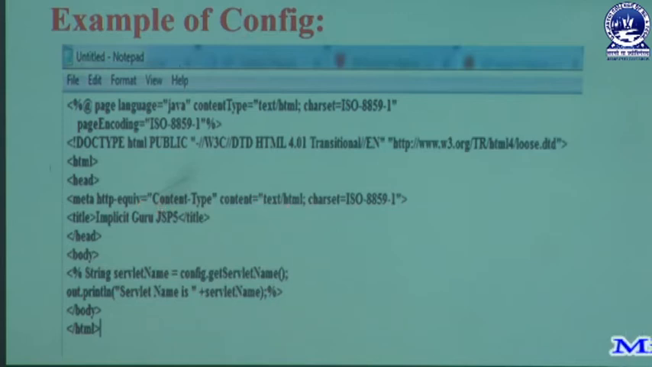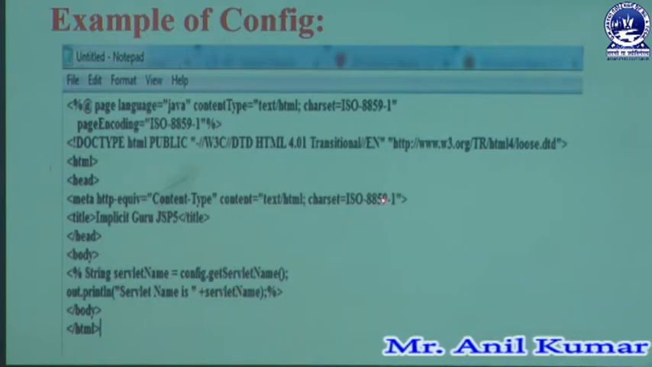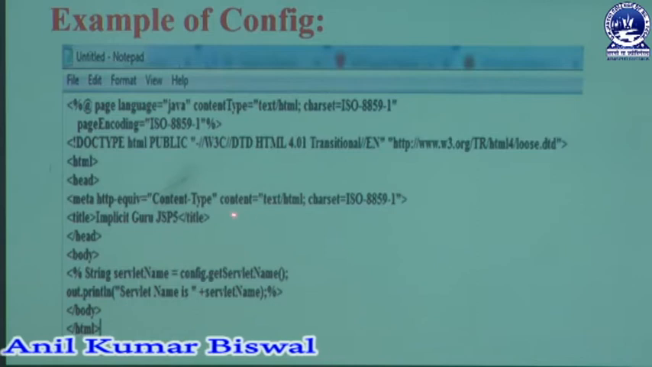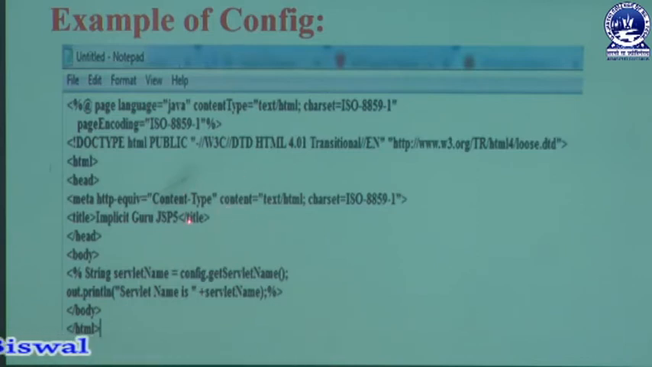Then the character set, written as ISO 8859-1, is known as the character set content, and that is relevant to your content attribute. Then we are writing the title, which is known as Implicit Guru JSP5. Instead of this, Implicit Guru JSP5, we can write any name in this title. Then we can close that head section. Then we are starting the body.